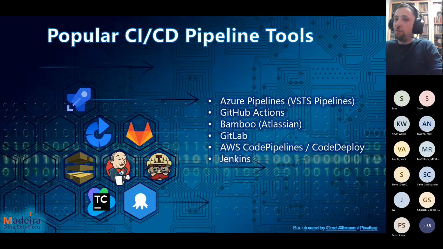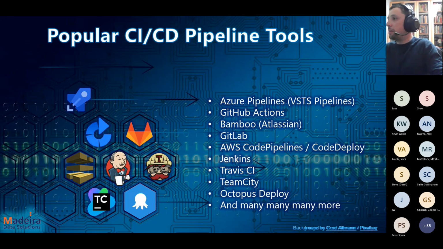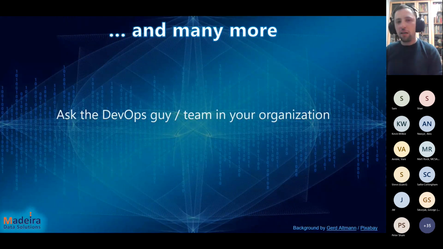Popular CI/CD pipeline tools include Azure Pipelines or VSTS pipelines, GitHub Actions, Bamboo, GitLab, AWS CodePipeline, CodeDeploy, Jenkins, Travis CI, TeamCity, Octopus Deploy, and many, many more. There's a whole host of automated CI/CD platforms. It doesn't matter which. And again, as before, just ask your DevOps guy or team or product managers in your organization if they happen to already be experienced with an existing tool. If they do, then just join them. Get on board the same platform, simply so that it will be easier for your organization to onboard, and so that they'll be in a familiar environment and have familiar tools that they are already proficient with and know how to work with.